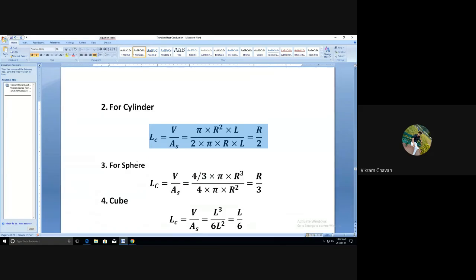Then third object is sphere. In case of a sphere, volume of sphere is 4 by 3 pi r cube, and the surface area of sphere is 4 pi r square. So characteristic length in case of sphere is R by 3.